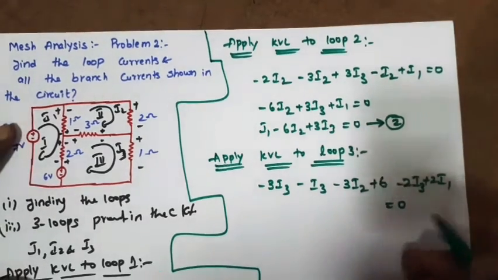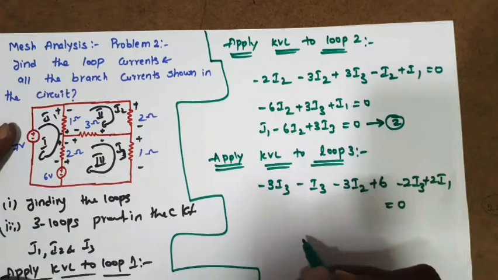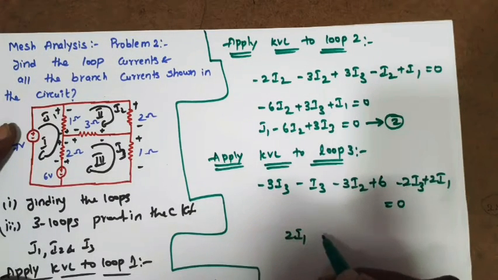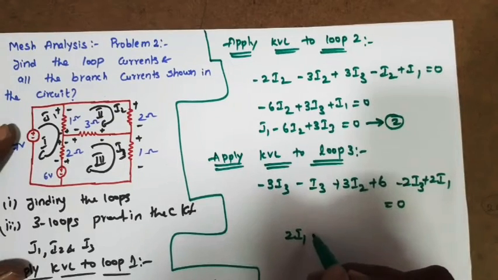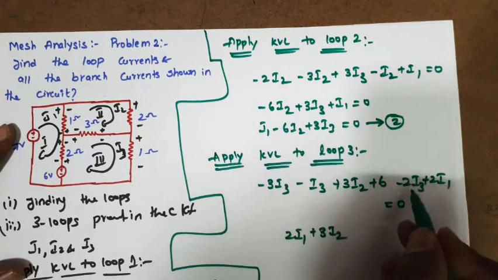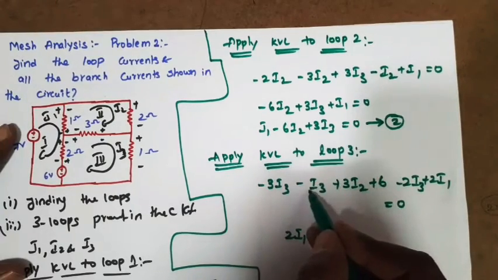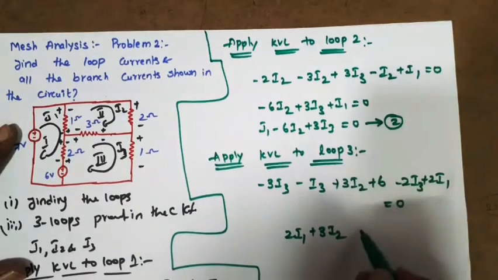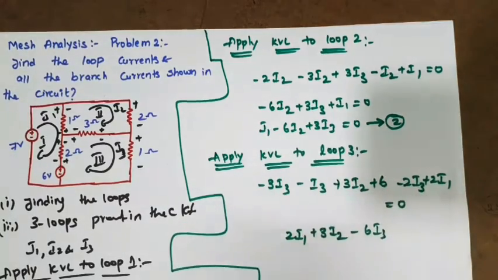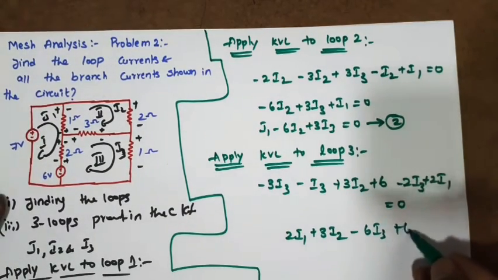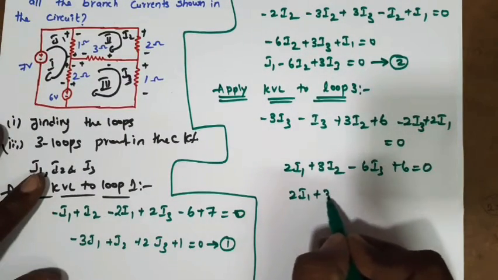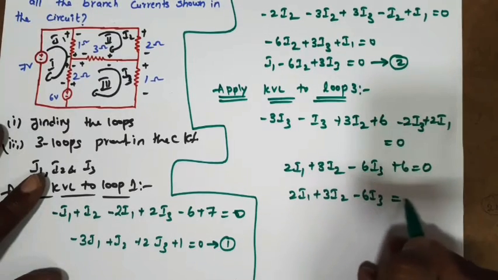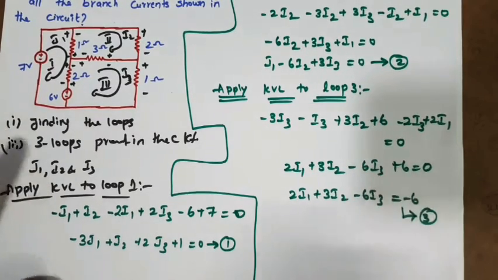Yes. So by arranging this one, 2 I1 plus 3 I2, and coming to I3 terms, minus 3 minus 1 minus 2, minus 6 I3, plus 6 is equal to 0, and we can rearrange this into 2 I1 plus 3 I2 minus 6 I3 is equal to minus 6. Take it as equation 3.